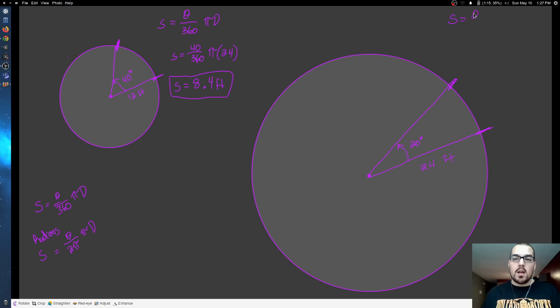Same thing over here. Arc length is the portion of the circle I have times what would be the full circle's arc length, what we call its circumference. So that would equal 20 out of 360 times pi times 48. And I'm getting the same number.